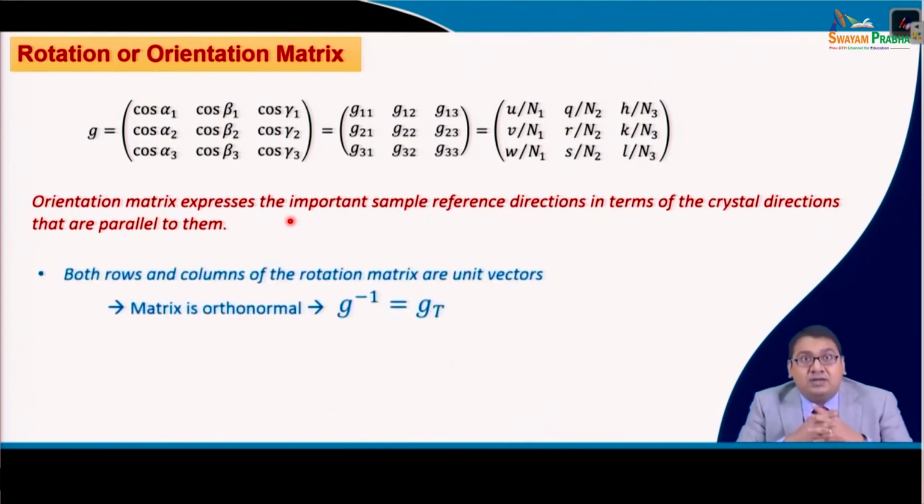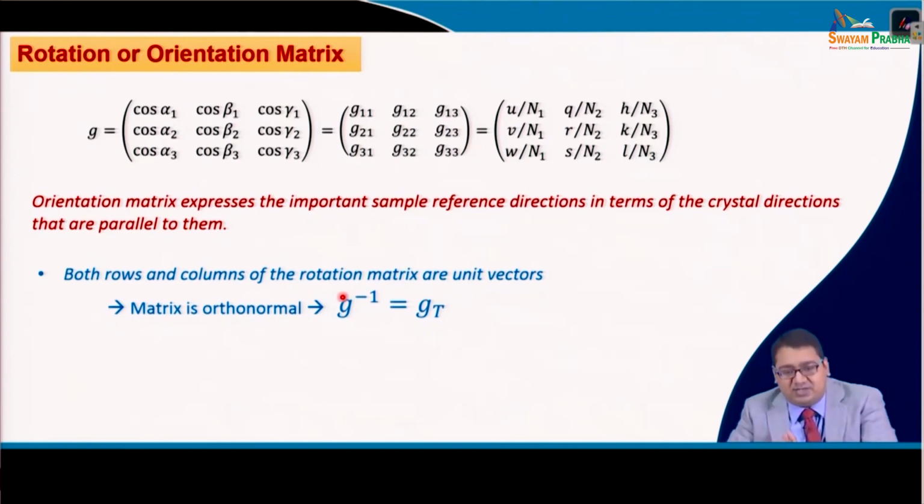So, if we look closely at the orientation matrix, you can find out that both the rows and the columns of this matrix are unit vectors, right. So, if you add the squares of them, it becomes unity. So, you see that this matrix is basically orthonormal. So, the inverse of the G matrix is basically equal to the transpose of the G matrix, right.